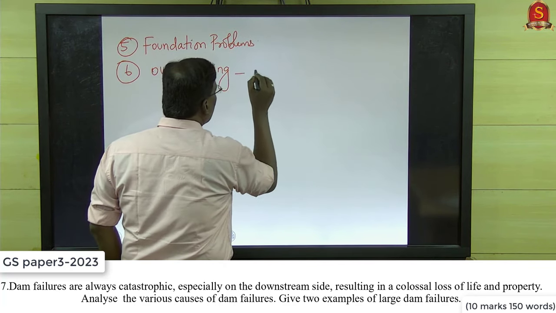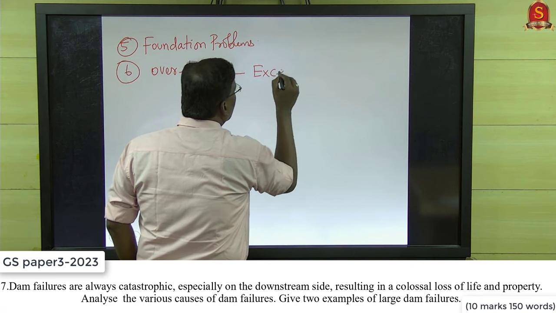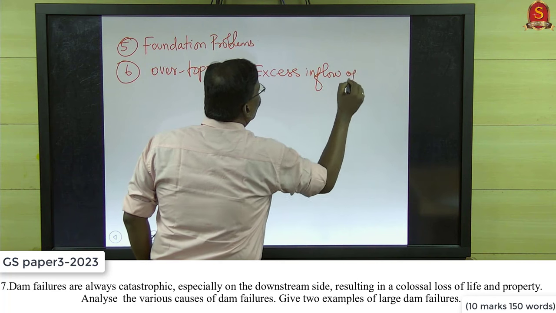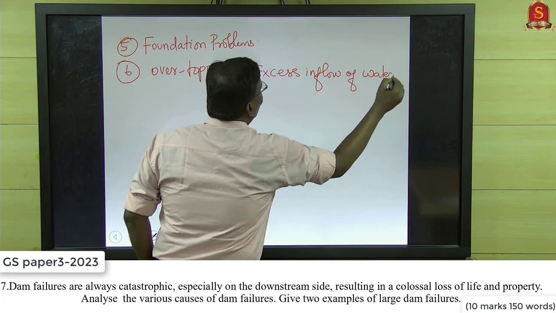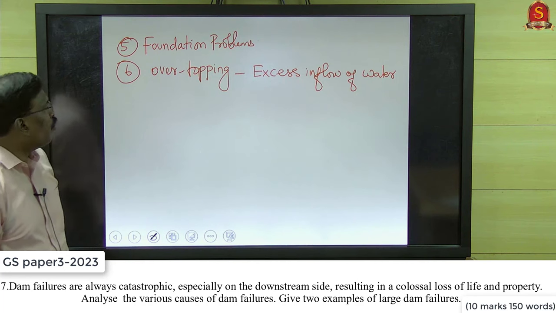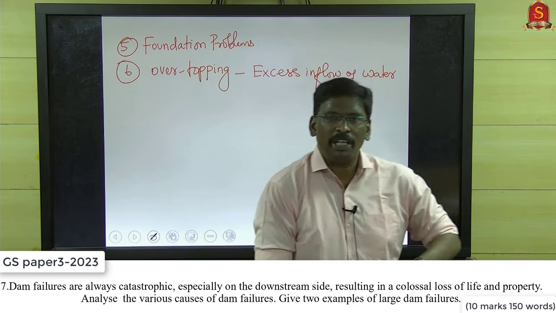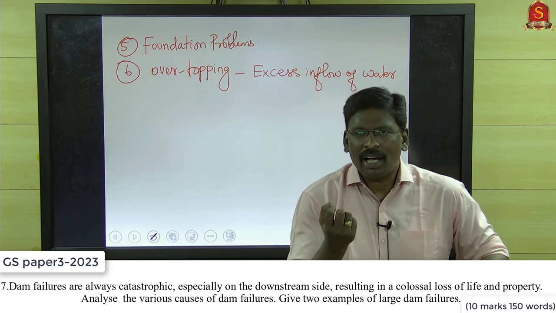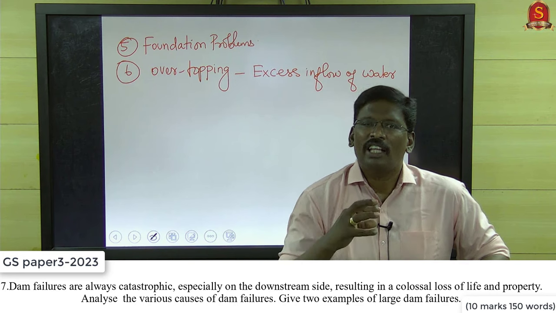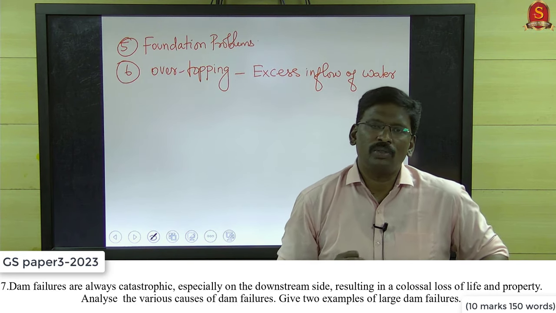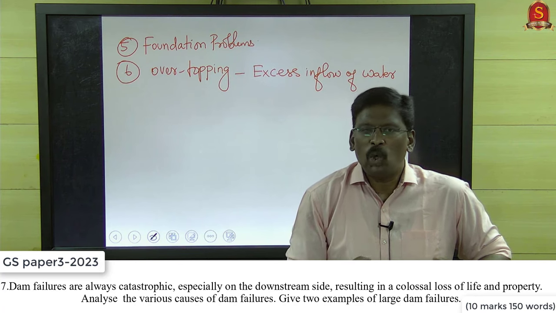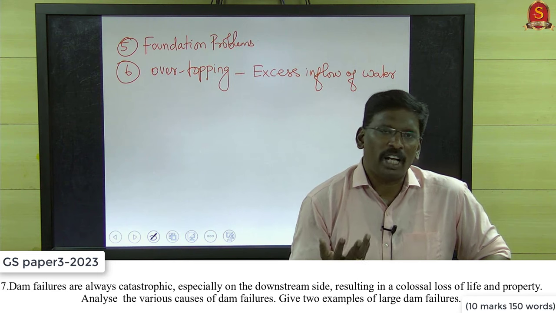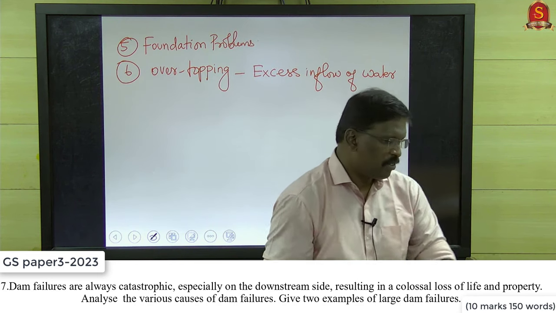In this, we can add excess inflow of water. Because of the excessive inflow of water or the overtopping, what would happen is the dam fails to hold the water capacity, and with the gravity of the water there would be pressure from all sides on the dam. When the dam is unable to hold its capacity, it would burst out. So that would be catastrophic to life and property.